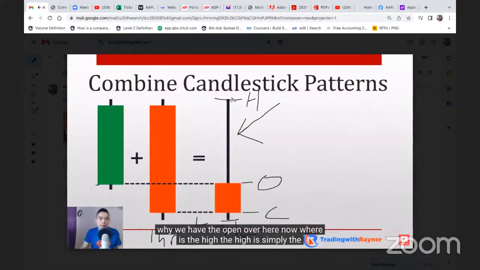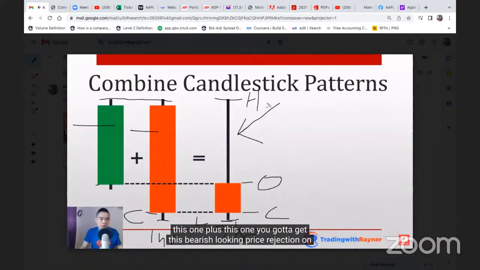Now, where is the high? The high is simply the highest point between these two candles. So in this case, the highs between these two candles is pretty much the same. So this is the highs. What about the lows? The lows is essentially the lowest point between these two 1 hour candles. And the low is actually this over here. And where is the close? Well, the close is essentially the close of the second candle, which is this one over here. This candle closed at this price level, and that's why you got this close. So when you combine this one plus this one, you're going to get this bearish looking price rejection on your chart. Does it make sense?